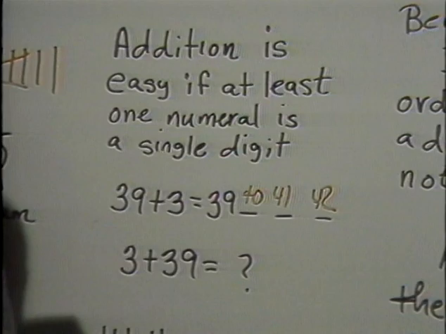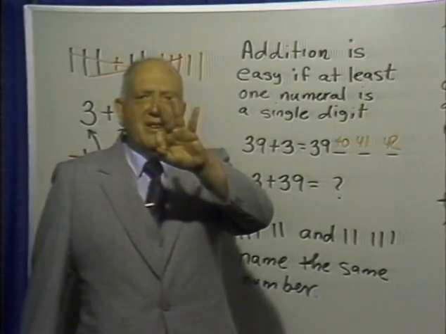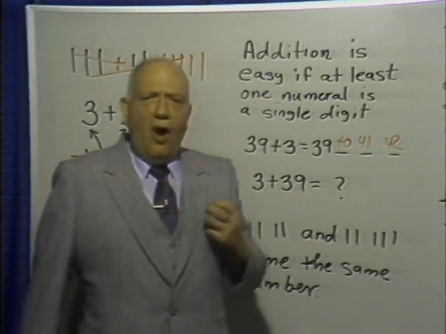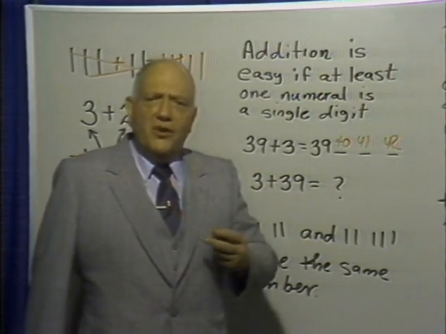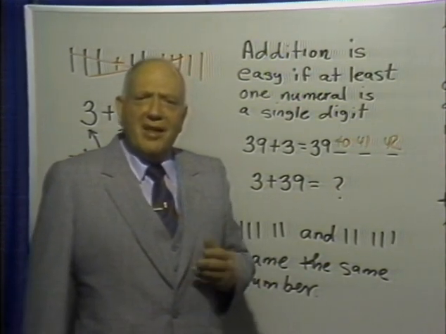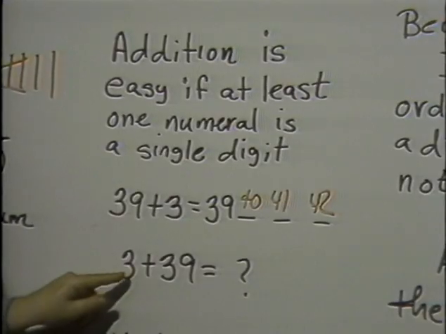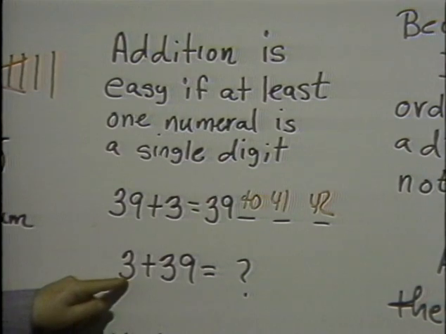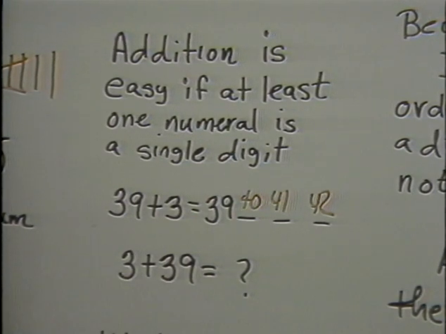Sort of like we count on our fingers. 39 plus 3, you see, 40, 41, 42. Notice, however, that if you reverse the order, the problem seems somewhat more difficult. Look, for example, at trying to do the same problem, putting the 3 first. 3 plus 39.